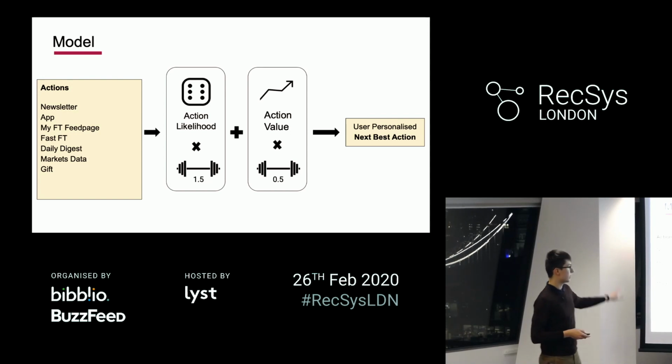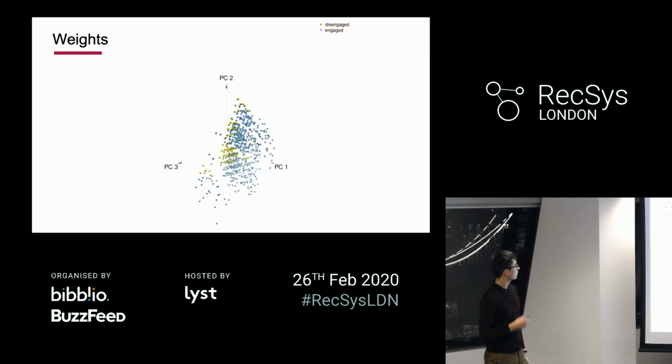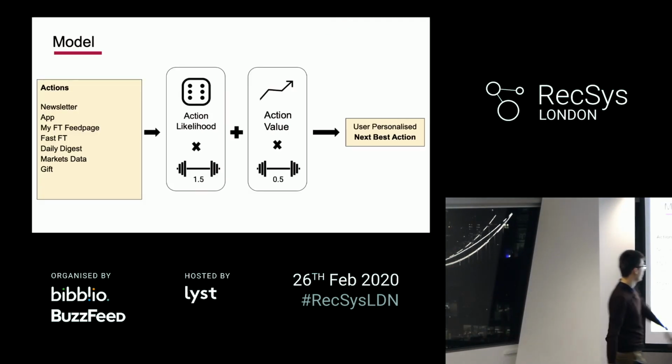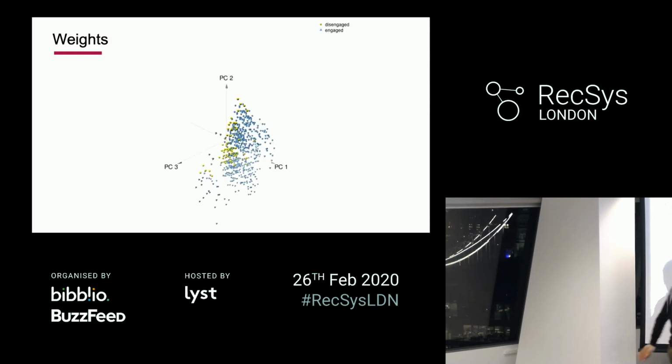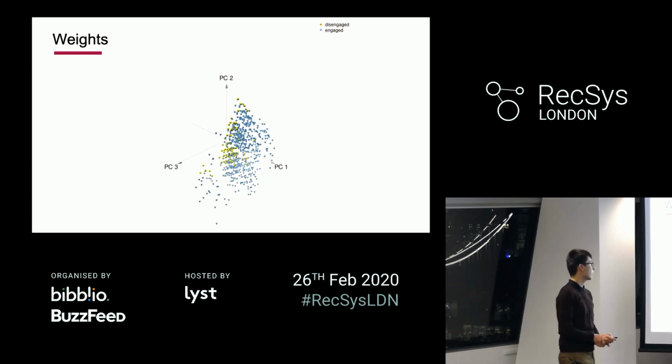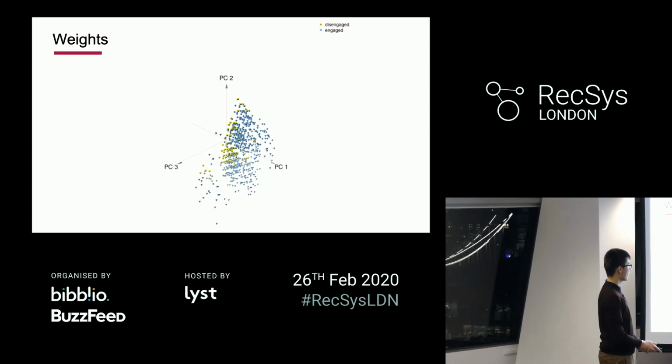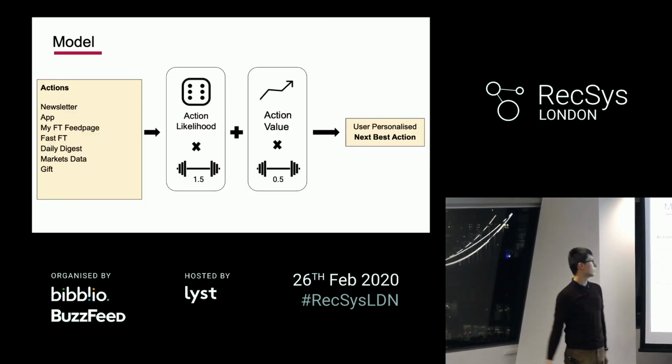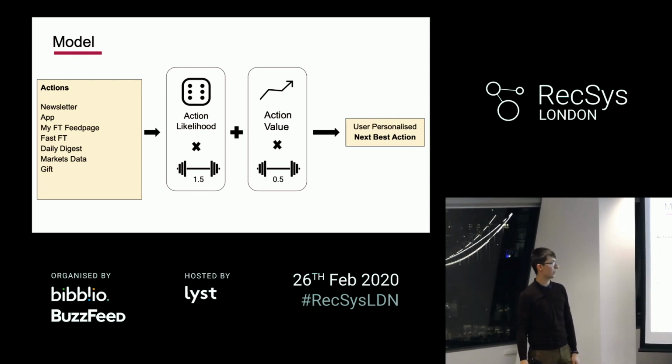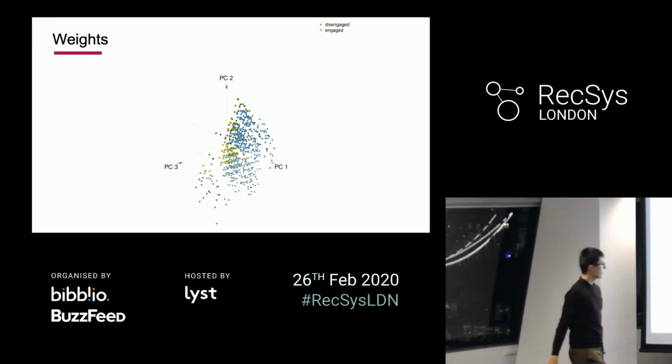So that's the basic logic behind the next best action recommender system. Some of you may wonder why we have chosen those specific weights. Based on our research, both from correlation analysis and from the principal component analysis, we discovered that the likelihood model is way more important than the action value.